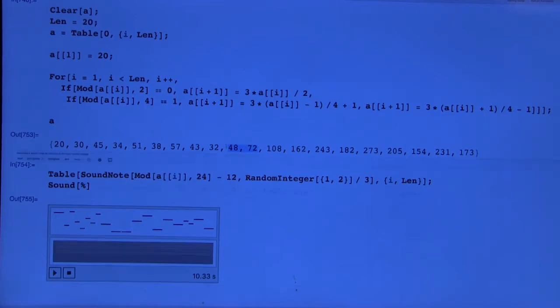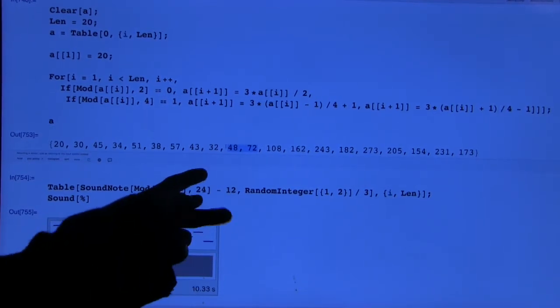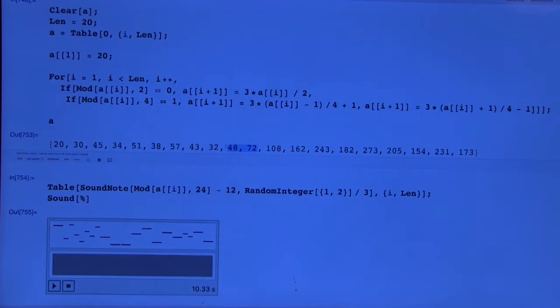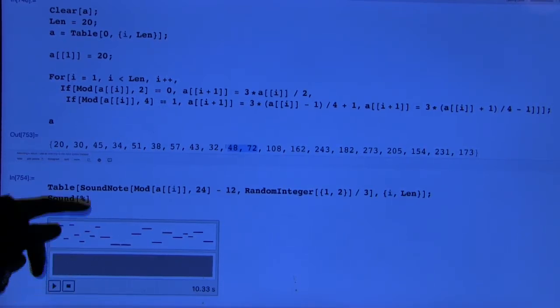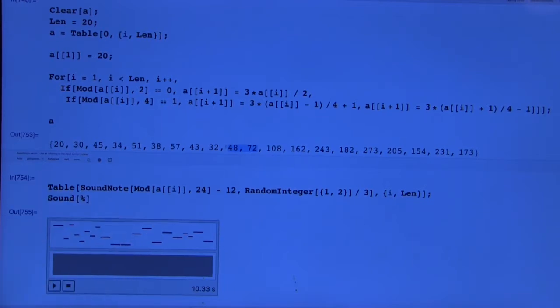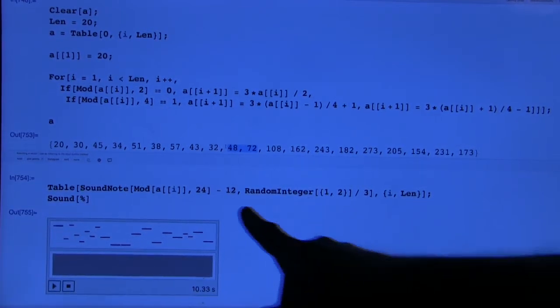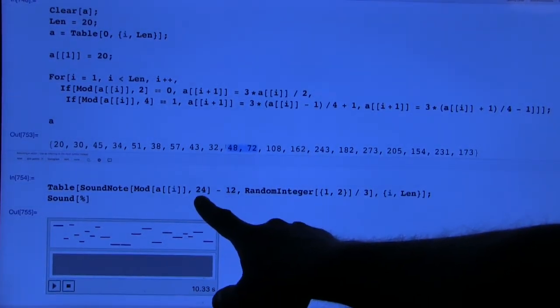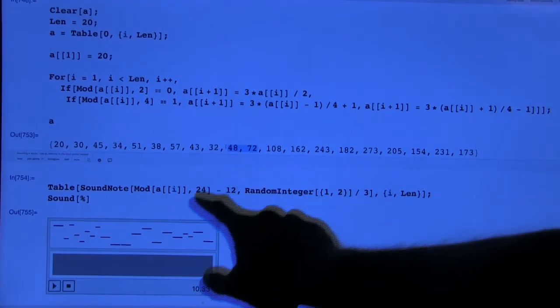So I noticed 40 and 72 are both multiples of 12. So when you do this mod 12, they're going to end up on the same place. Yeah, the only difference is we're doing mod 24, but it's the same thing. They're both multiples of 24, so they ended up in the same place.